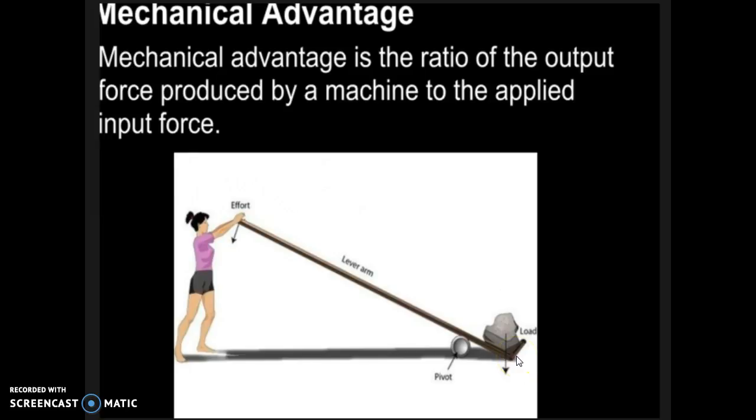So like it pushes or pulls on your other object. If this girl is trying to lift this rock here, this is her resistance force, the load she's trying to lift, and she's applying an effort force. And because this lever arm that she's applying the force to is longer, she needs a lesser force, and this shorter distance can apply a greater force to lift this load.